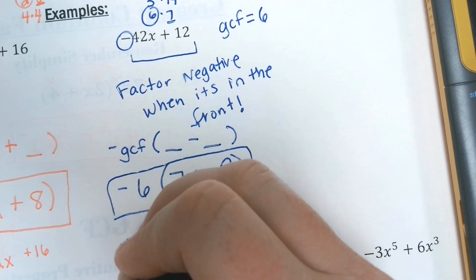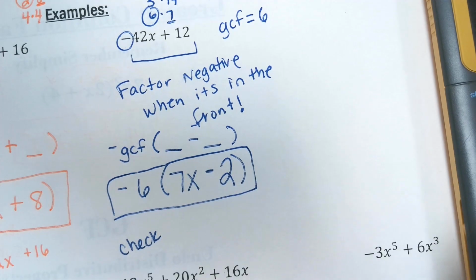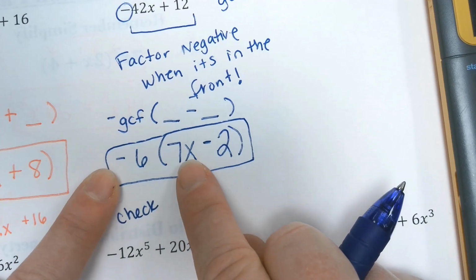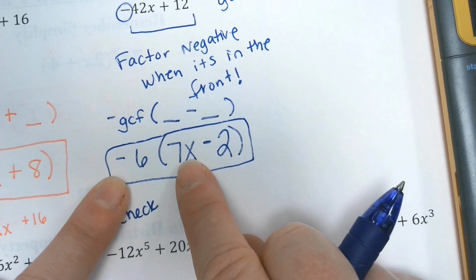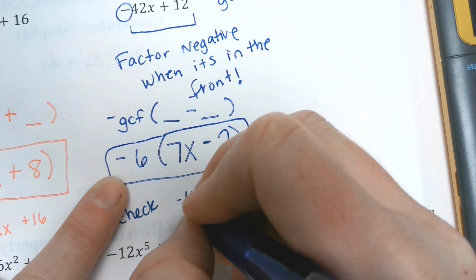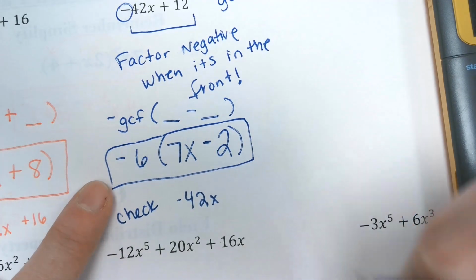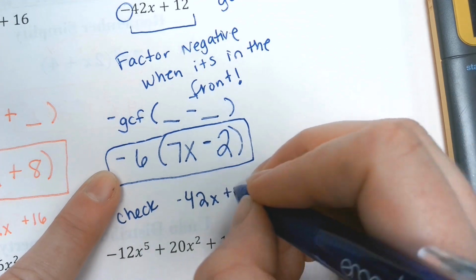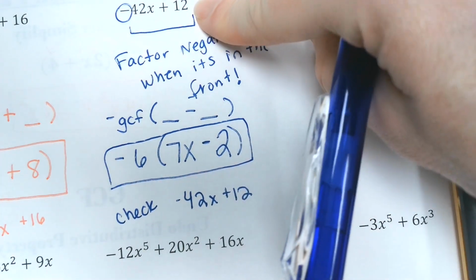And then to check your work, you would distribute by multiplying. So -6 times 7. -42, and then we got the x. And then -6 times -2, +12. Isn't that the same thing?